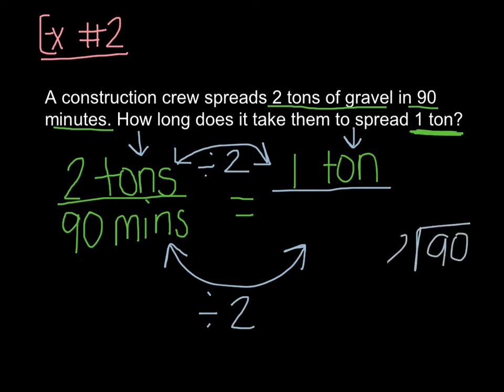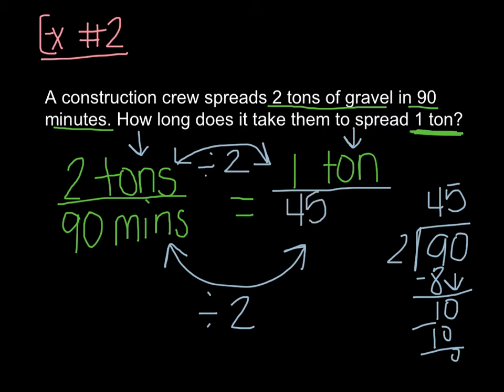And let's go ahead and do that. 90 divided by 2. 2 goes into 9 4 times, which is 8, with 1 left over. Bring down the 0. And 2 goes into 10 5 times evenly. So they can spread 1 ton in 45 minutes.